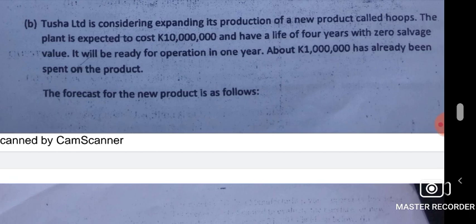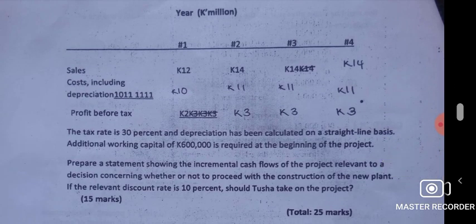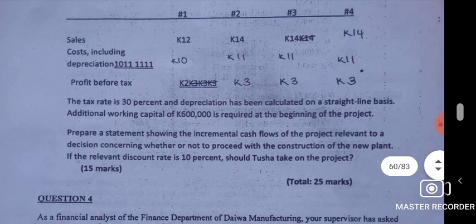Then about 1 million has been spent on the products. Okay, so this is the following information. You got about 4 years, that's the useful life they've told you of this particular investment. Sales, they've told us that there is the cost, but the cost includes depreciation. So of course the depreciation value is not yet known, but we just know that it's in that cost value. And then profit before tax is given as well there.